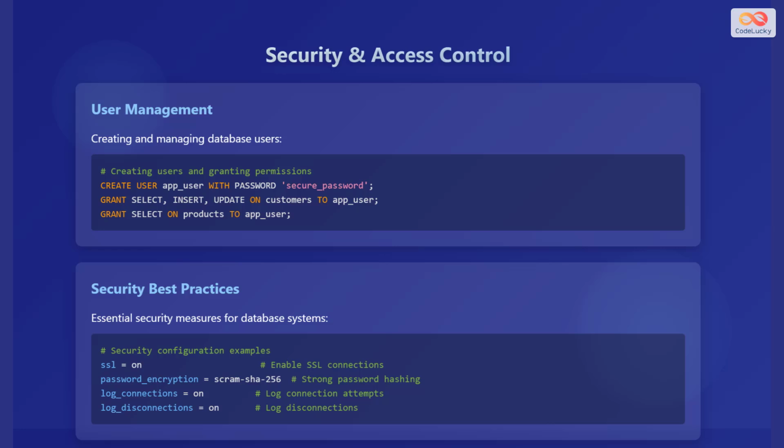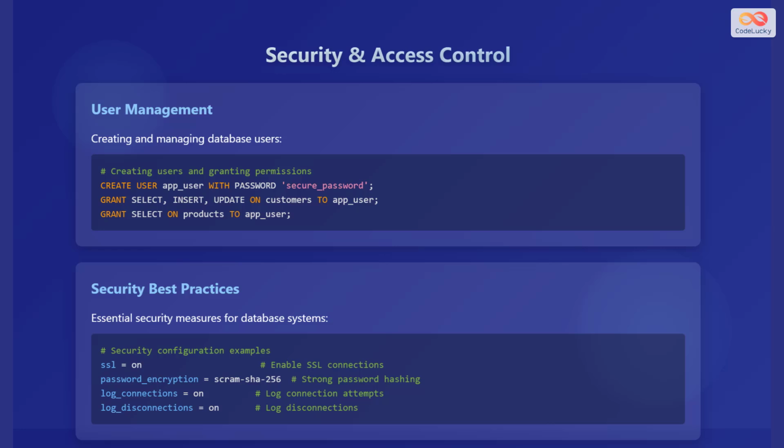Security and access control are vital for protecting sensitive data within the database. User management involves creating users and granting permissions to control access. For example, CREATE USER app_user WITH PASSWORD 'secure_password' creates a new user. GRANT SELECT, INSERT, UPDATE ON customers TO app_user grants specific permissions to the created user.